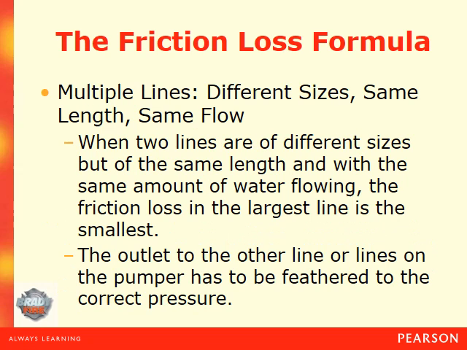So now let's look at multiple lines with different sizes, the same length, and the same flow. When two lines are of different size but the same length, with the same amount of water flowing, the friction loss is that the largest line is the smallest. The outlet to the other line or lines on the pumper has to be feathered to the correct pressure.